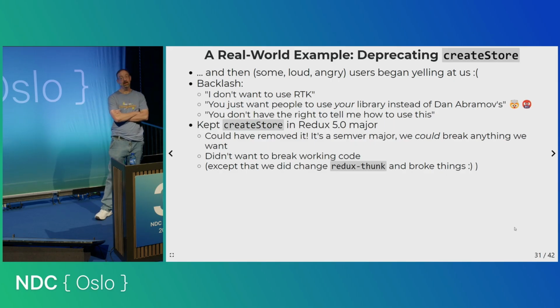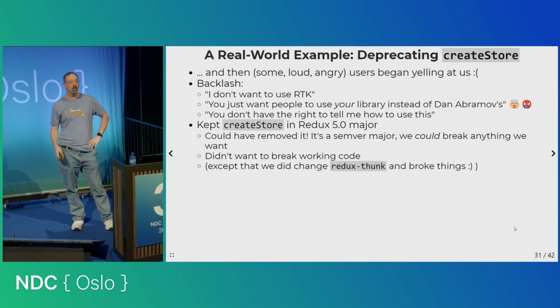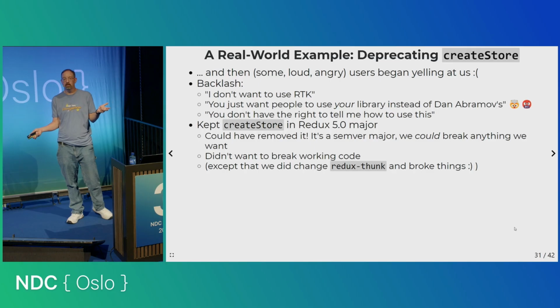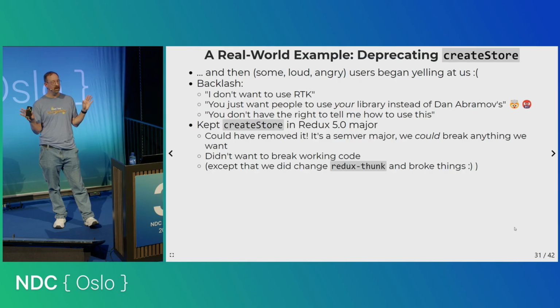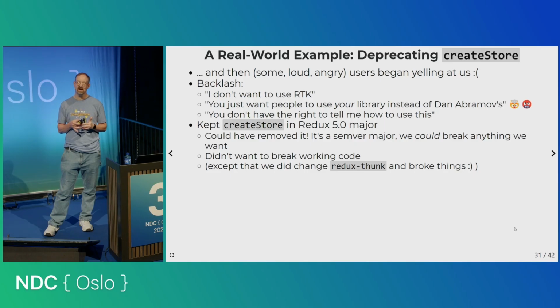Honestly, it was infuriating. It was one of the most frustrating episodes I've ever had as a maintainer. So when it came time to publish the new version of the Redux core in 2023, by rights, I could have removed createStore. It's a semver major. I can do whatever I want, right? Breaking changes. But I didn't want to break working code, whether it be an existing application or someone following a tutorial. So I left the createStore method in there with the deprecated tag because I wanted to keep things working. Ironically, we then changed the publishing format for the Redux Thunk package, and it did kind of break things, but oh well.